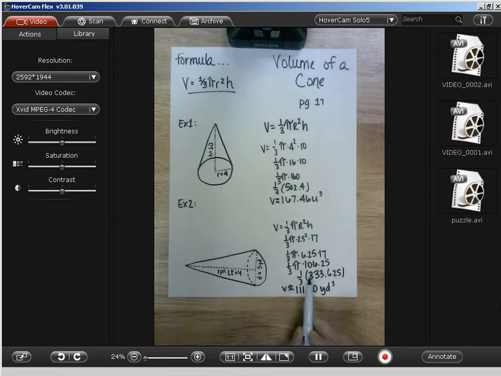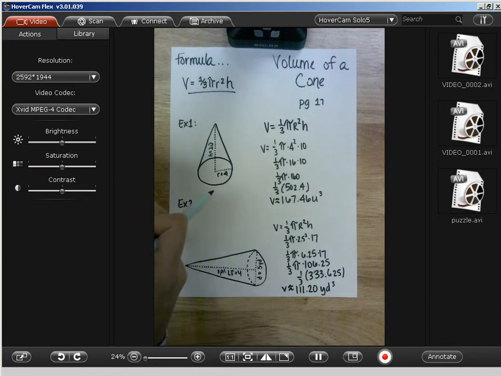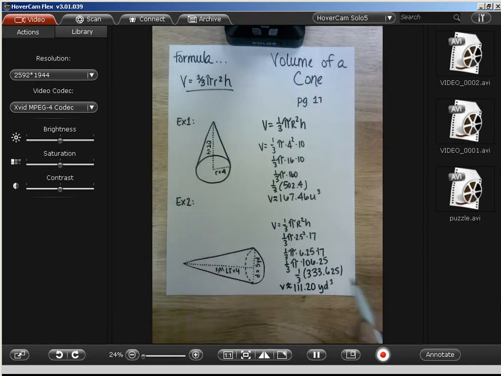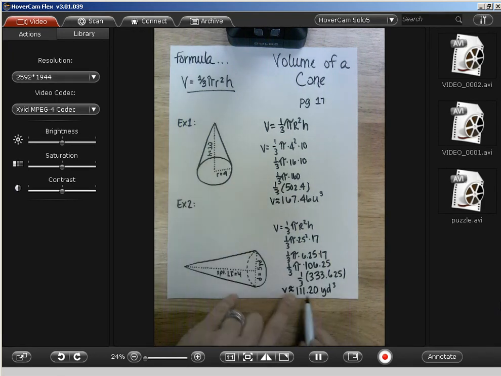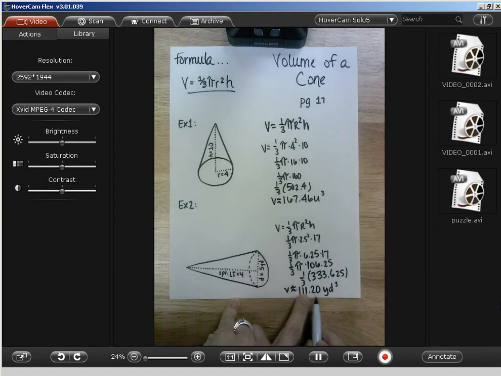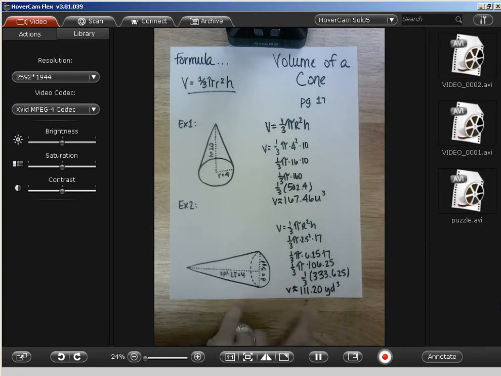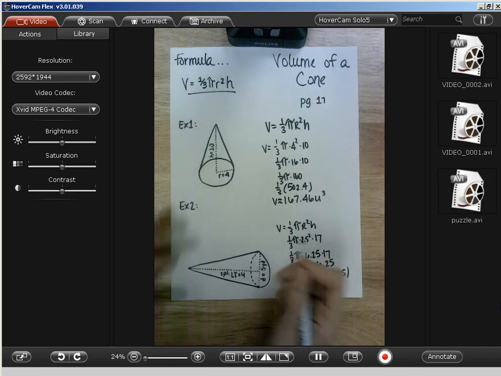So for this one, if I had chosen to use my pi key, I would have had 106.25 times, flip my calculator around, the pi key, and then that would have given me 333.79 here. So a little bit different, but not too much. So if you did use your pi key, then your answer for this would have been 111.26. Not much difference at all, but just be aware of that in case your answer is a little teeny tiny bit off. Thanks so much for watching.